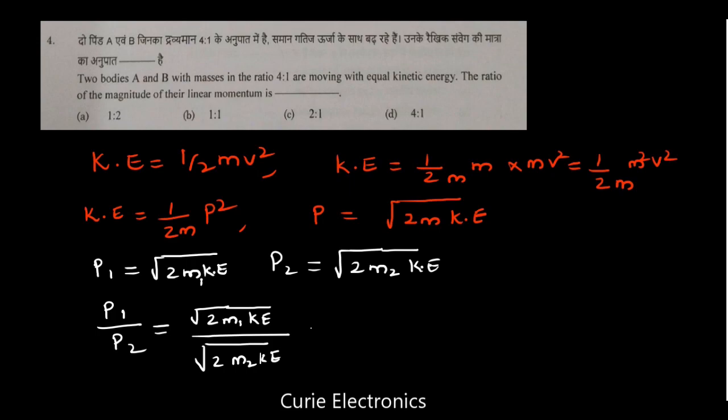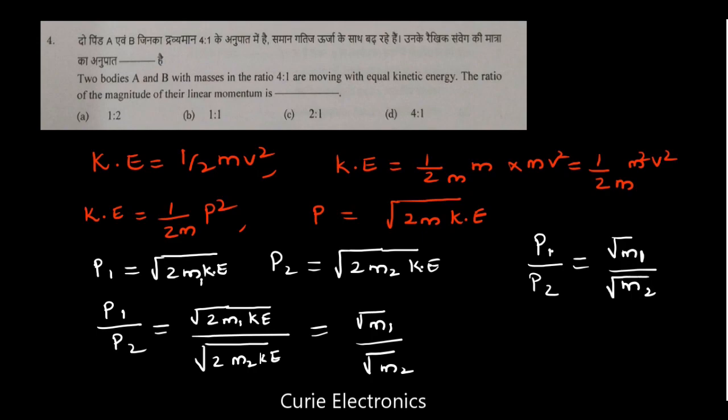So everything will cancel out. What will be left? Root 2 m1 upon root 2 m2. So now we got the relation, P1 upon P2 equals root of m1 upon m2.